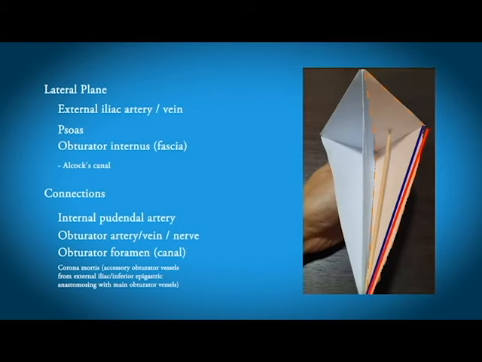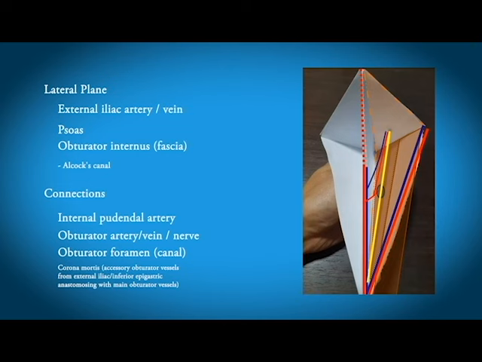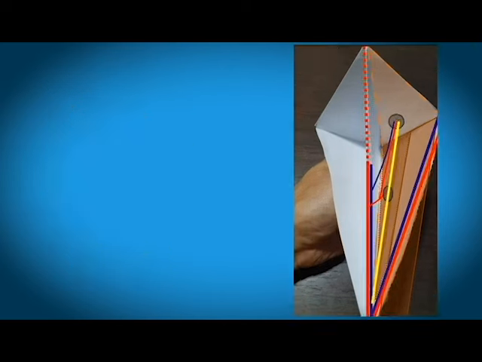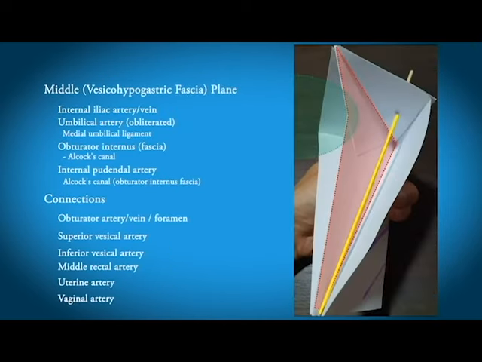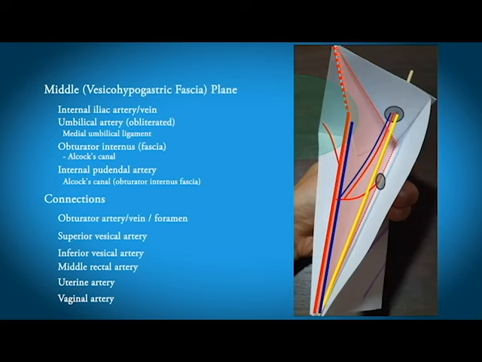The second plane consists of extrailiac vessels, psoas muscle, and the obturator internus. The other structures which traverse through the plane are the internal pudendal artery, obturator vessels, and nerve, which lead to the obturator foramen. The third plane in the middle is the vesico-hypogastric plane. Here we have the internal iliac vessels, obliterated umbilical artery, internal pudendal artery that leads to Alcock's canal.